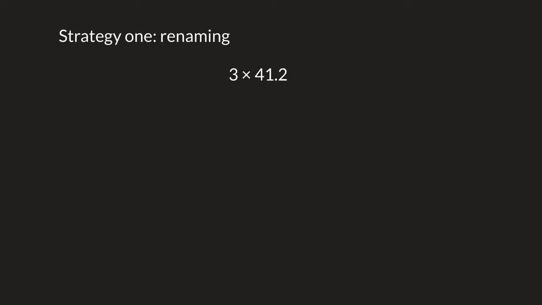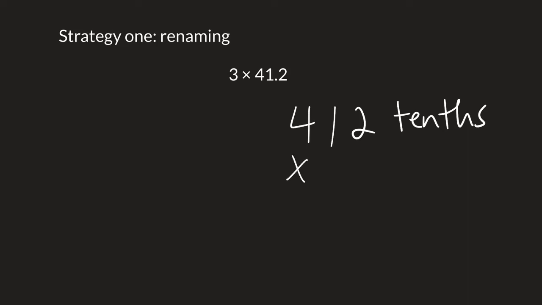If you renamed it, it looks like this. All right, so we've got 412 tenths, and we're going to multiply that by 3. And this is how it's going to go. This time I'm going to start with the hundreds. You can go with the ones first, but I'm going to go with the hundreds. So 3 times 400 is 1200.